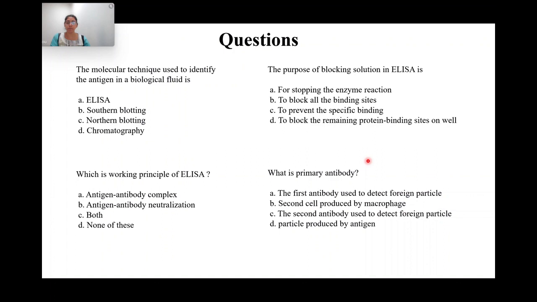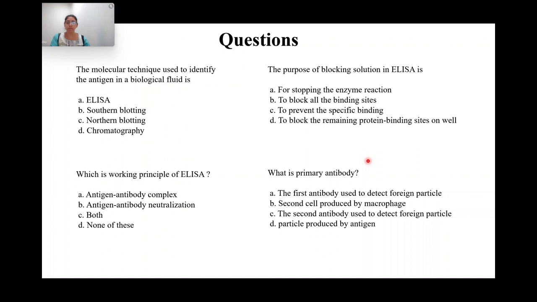The first one was very easy, but just to give an idea, ELISA is the technique that you use to identify antigen. Chromatography we have also discussed in this session, where we saw that it is used for separating different components of a sample. Southern and northern blotting are related to DNA and RNA blots, or how you detect DNA and RNA using a membrane. That was why I gave this option here. The second was, why do you use blocking solution? The answer is to block the remaining protein binding sites.